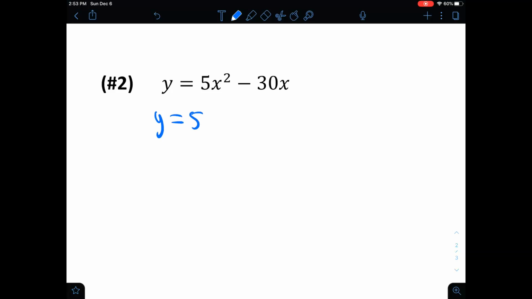If we pull out an x as well, we have x squared and we have an x. Which one's smaller, x squared or x? X is smaller, so we can pull out just a 1x. Now we got to divide these all by 5x. So 5x squared divided by 5x, x squared minus 1 is going to be just x. And then negative 30 divided by 5 is negative 6, and the x's are going to cancel.